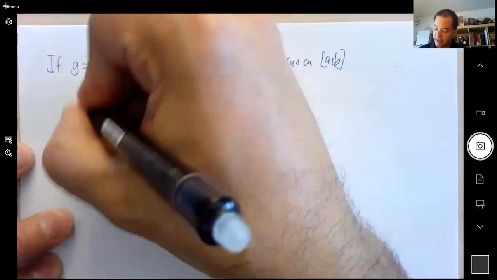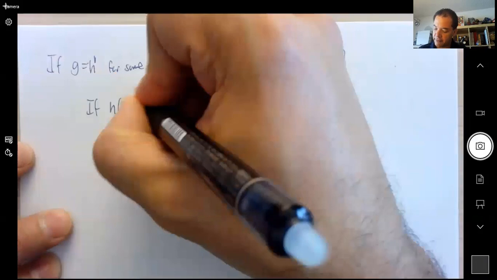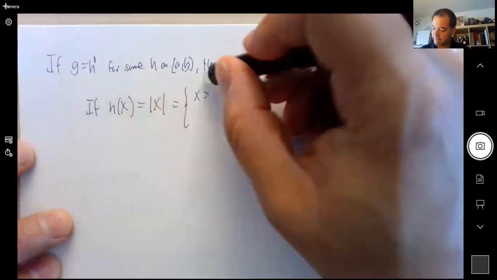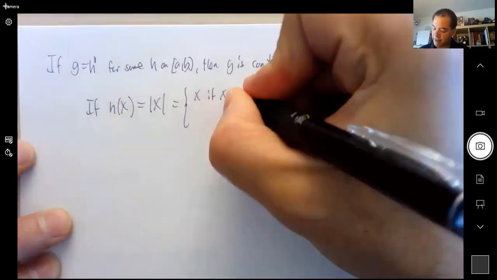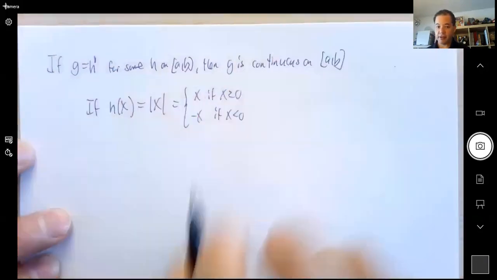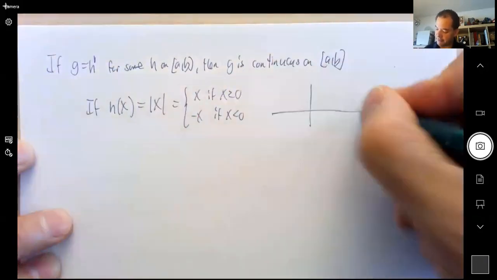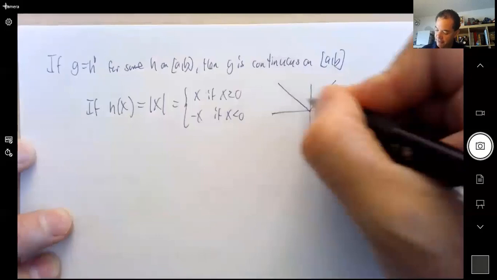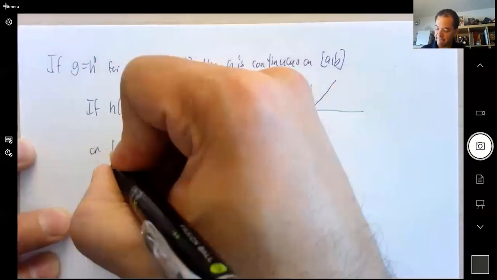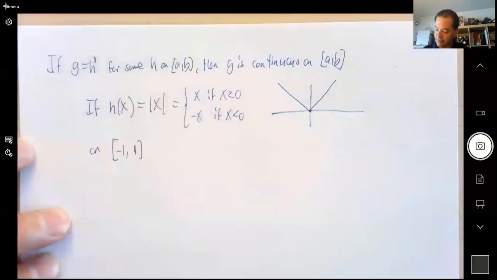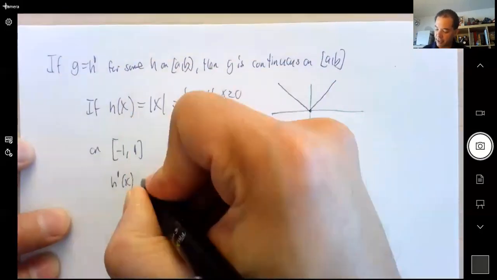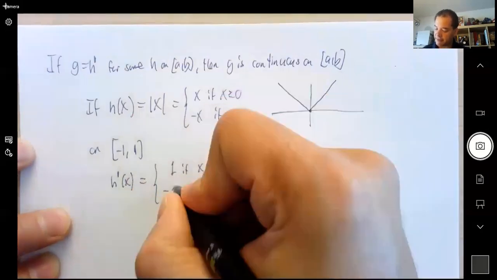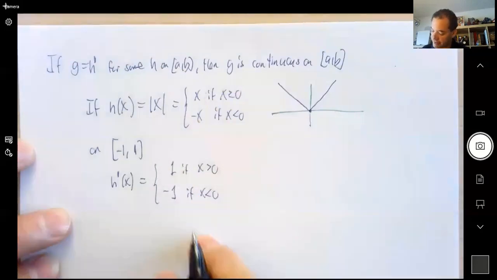So if h of x is absolute value of x, remember this means x if x is positive, negative x if x is negative, and the graph of the function looks like a V, like this. Now, in which interval do you want to do it? Probably in one that includes zero, right? Say on the interval negative 1, 1. And it would almost work because what's the derivative? The derivative of h is 1 if x is greater than zero and negative 1 if x is less than zero. The problem is the derivative does not exist right here, right?